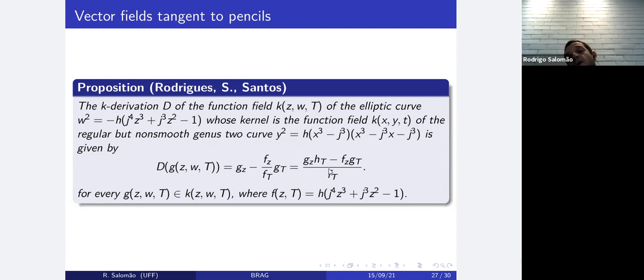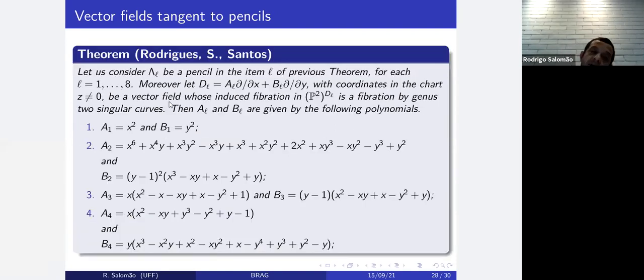And after that, we proceeded in the following way. So remember that we can reach a Weierstrass transform by using Nagell's algorithm. So we start from a pencil, and we apply Nagell's algorithm in order to obtain a Weierstrass transform for the generic fiber. And after that, we can make a change of variables in order to obtain this Weierstrass transform. And after that, we may pull back this vector field by this change of variables up to reach the projective plane.